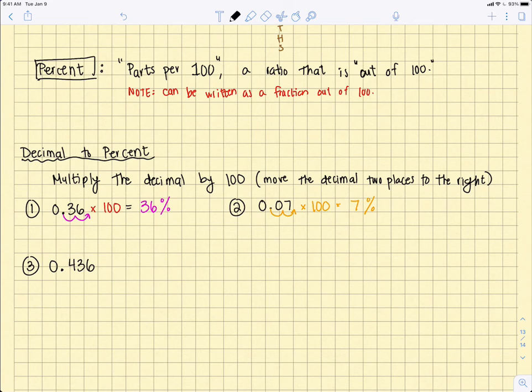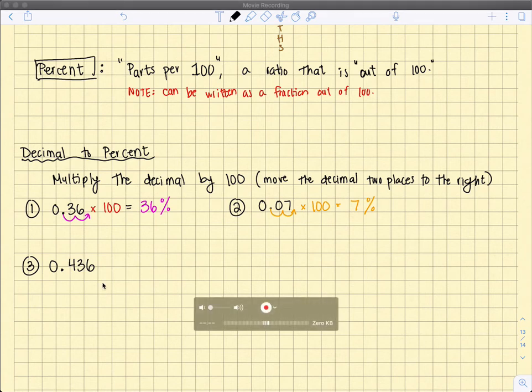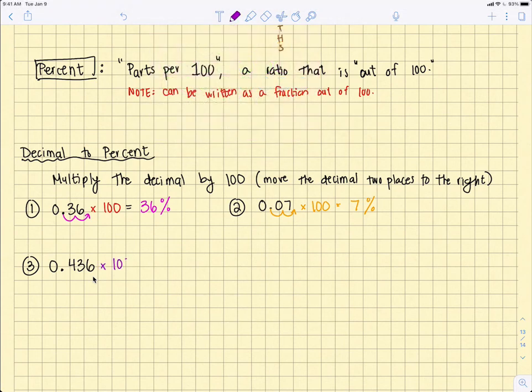All right, here's the third example. This time the place value we have is in the thousandths instead of the hundredths place. The process doesn't change, kiddos. We're still going to multiply this decimal by 100. So that means the decimal point is going to move 2 places to the right, in between the 3 and the 6. So our answer is going to look like this, and we're at 43.6%. See, simple enough. So to change decimals into percentages, we multiply the decimal by 100. And what happens? We move the decimal 2 places to the right.